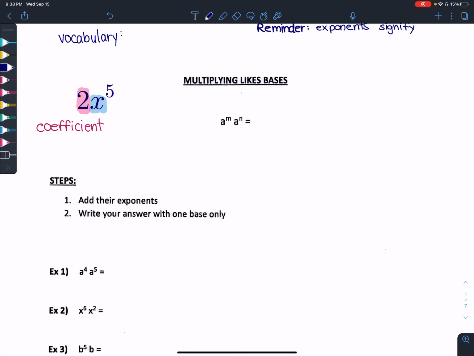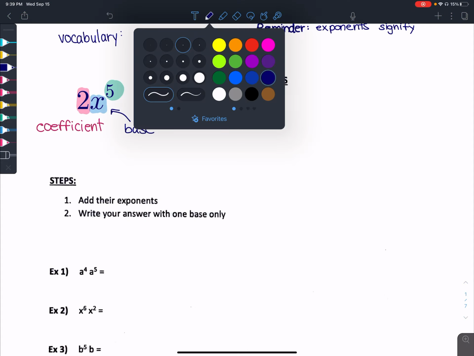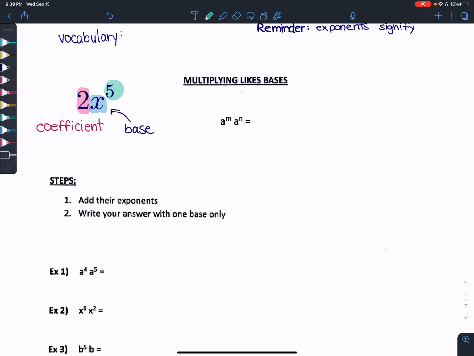This is also a variable, but in this case, we're going to be referring to it as a base because exponent laws are what we're focused on. Here the x is the base of the exponent. In other words, the exponent 5 is being applied on the x, which is what makes it the base. Then the 5 over here would be called our exponent. Okay, so three main words that we're going to be looking at.